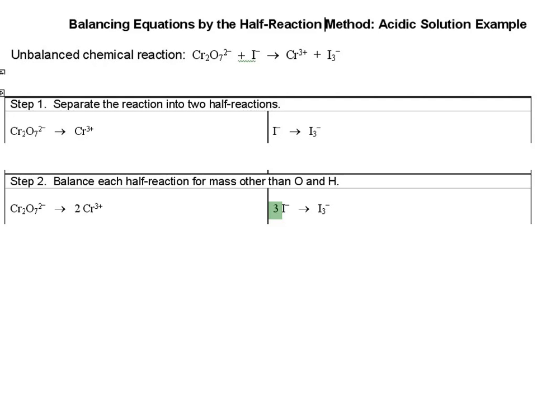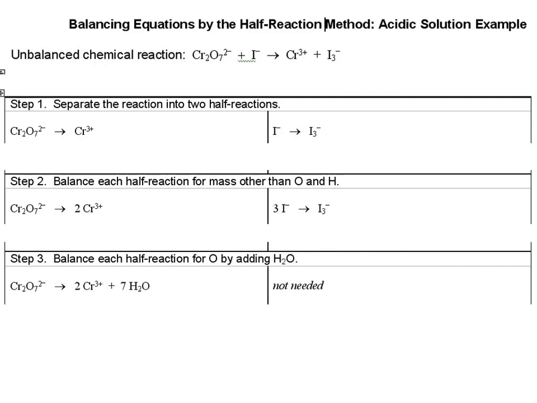So the next step is to fix the oxygens. It looks like I don't have to do anything with my right half reaction, but my left half reaction, I need to get 7 oxygens on the product side. I get 7 oxygens on the product side by adding 7 waters. Basically we just bring it down, add 7 waters, fixing the oxygen, and notice on the right one, no oxygen needs to be fixed there.